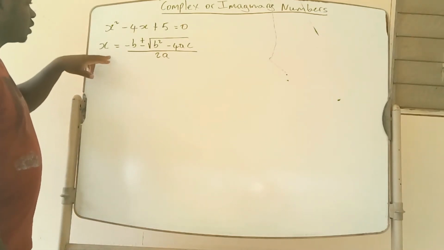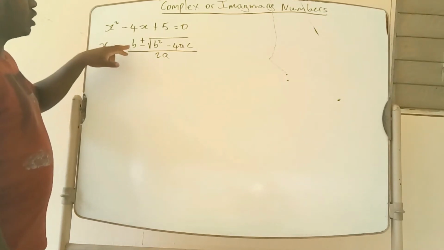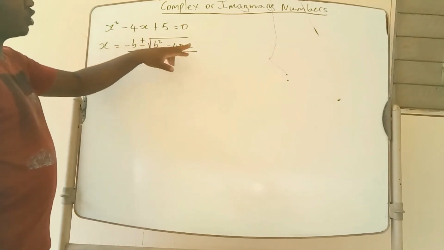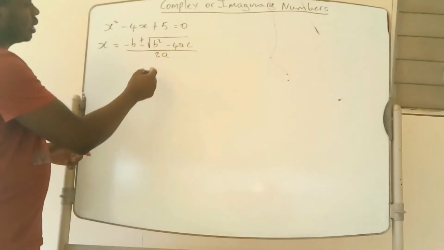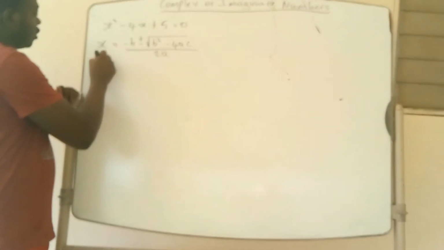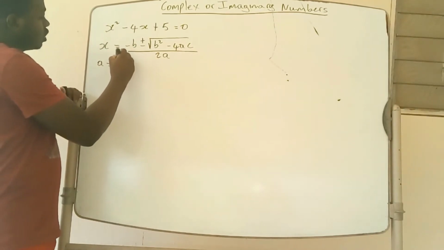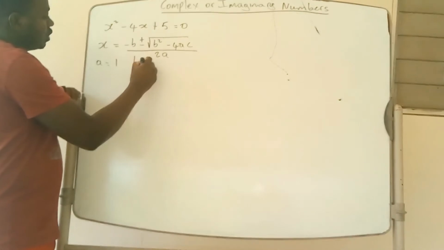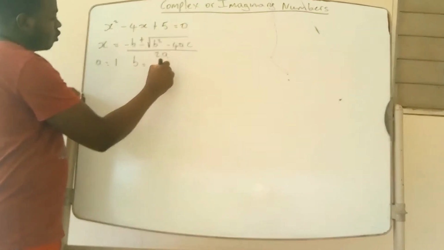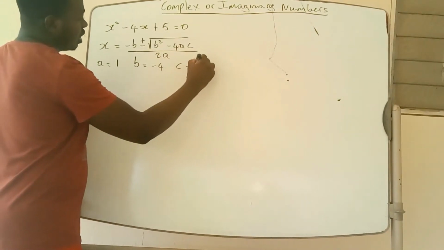which is written here. So the formula is x equals minus b plus or minus the square root of b squared minus 4ac, all divided by 2a. Now a is the coefficient of the x squared term, so a equals 1. b is the coefficient of the x term, which equals minus 4. And c is the constant, which is positive 5.